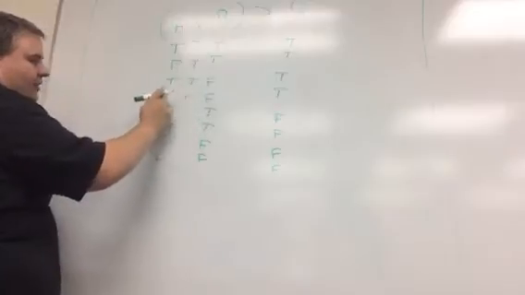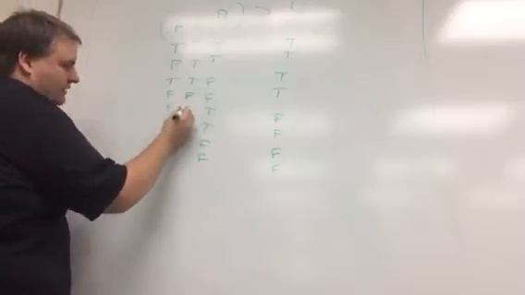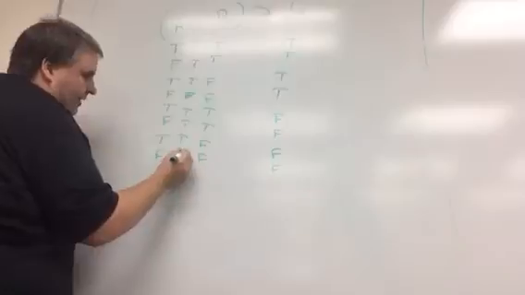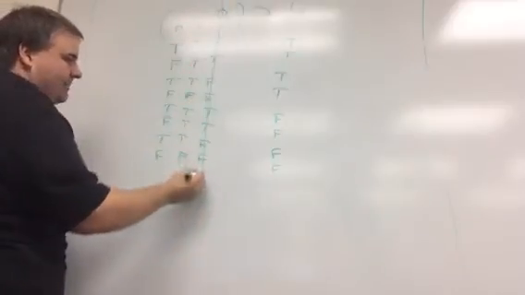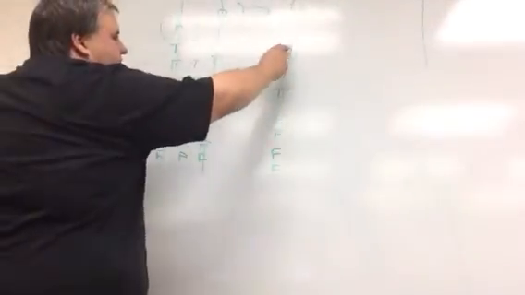The only time it's going to be false is if both of them are false. So this one's going to be false, and this one's going to be false. Then just for bookkeeping, we usually like to put a little light line through it, not scribble it out, just enough that we don't look at it.